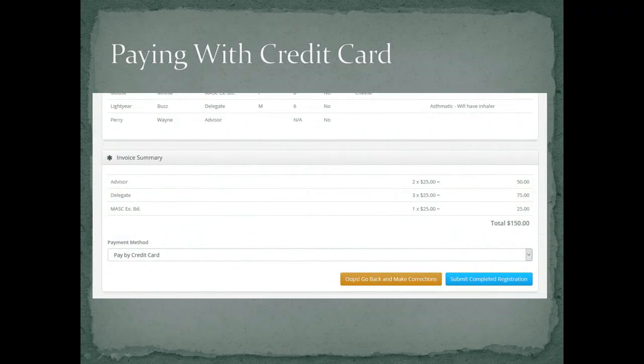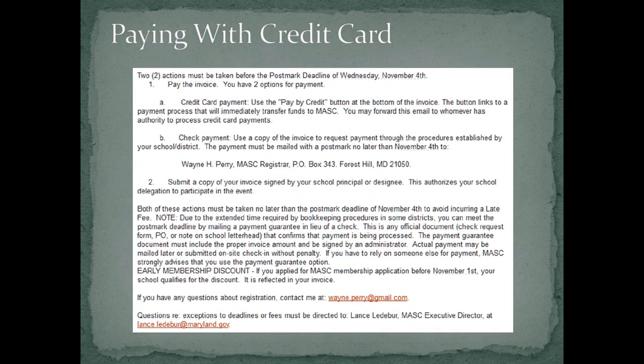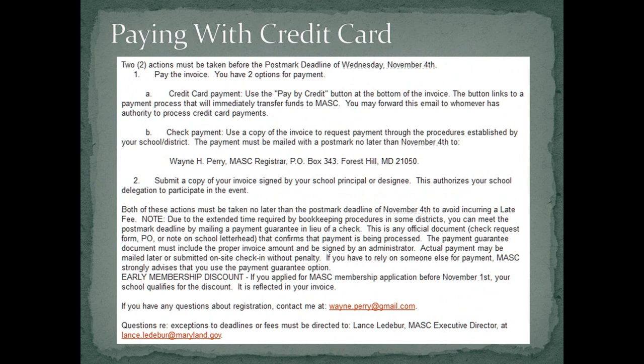Back on the confirmation page where you indicate your payment method, I have indicated I'm paying with a credit card. Having reviewed everything on the page, making any necessary corrections, and indicating my method of payment, I am ready to hit the Submit Completed Registration button. I have gone to my email and I have saved and marked it for future reference, so that I can use my invoice link anytime I need to. Now I'm going to look at the instructions for paying with a credit card.